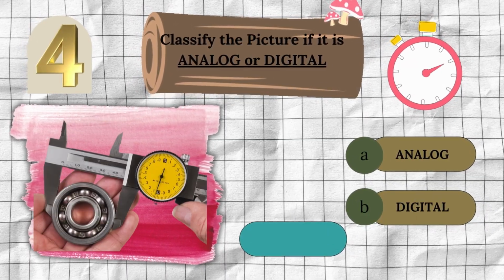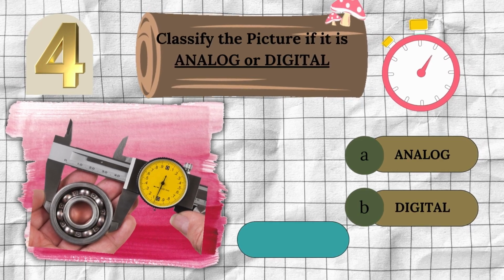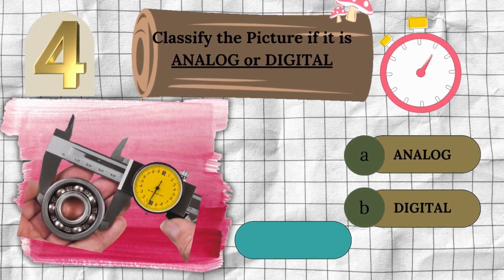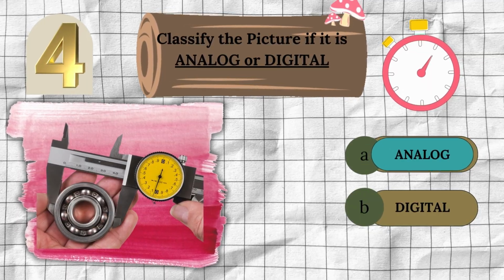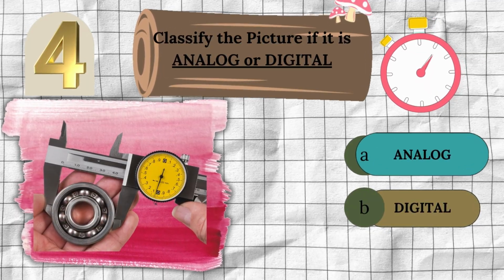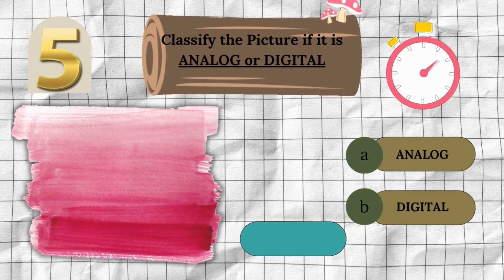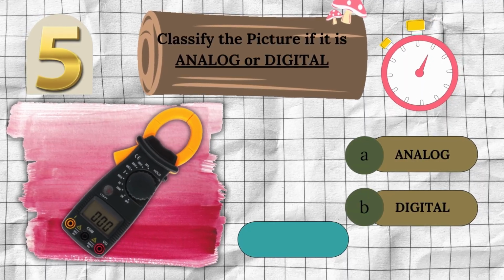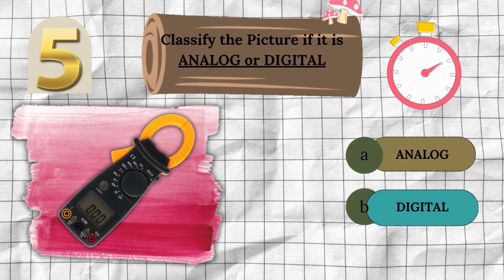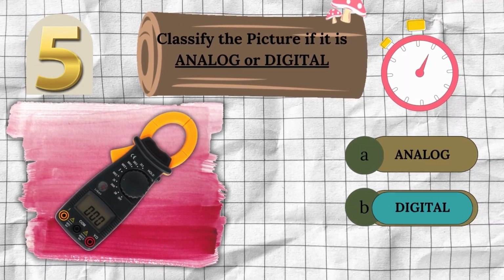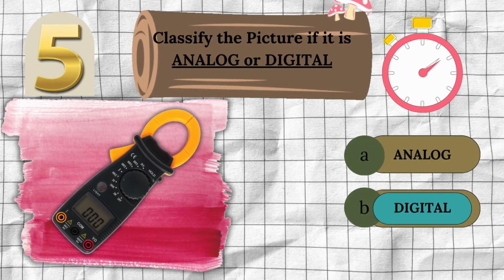Number 4. Classify this picture. That's correct. The answer is indeed analog. Give yourself a round of applause. Number 5. Classify this picture. That's correct. The answer is indeed digital. Give yourself a round of applause.